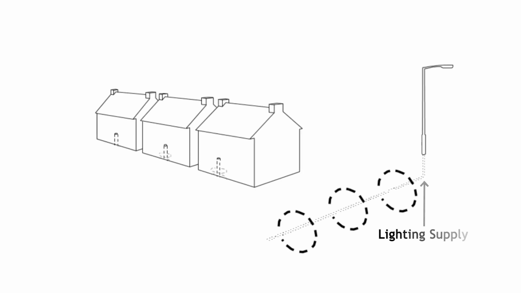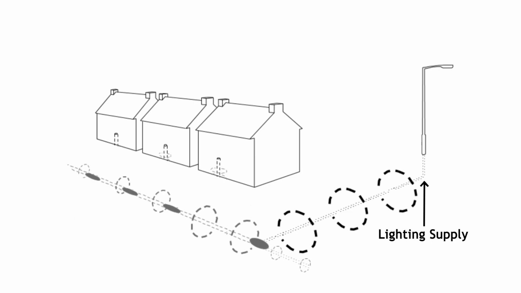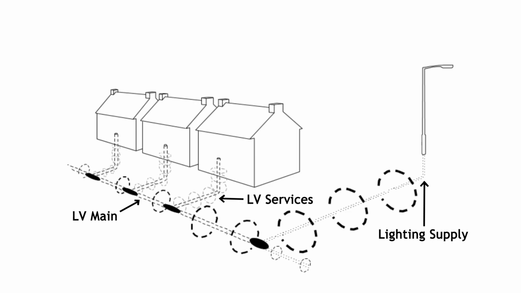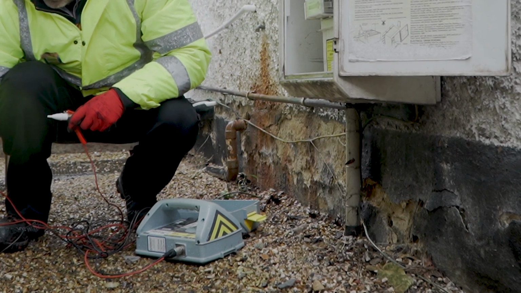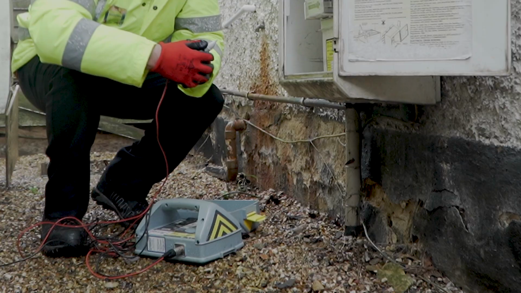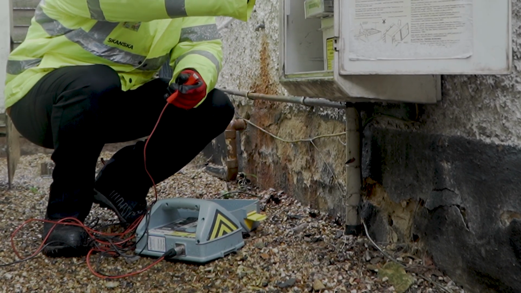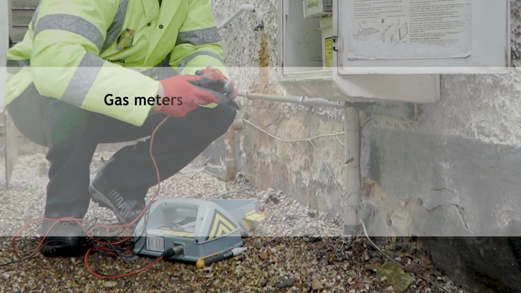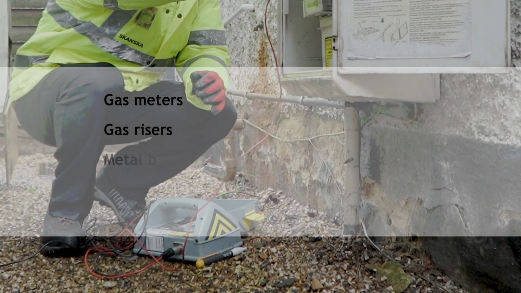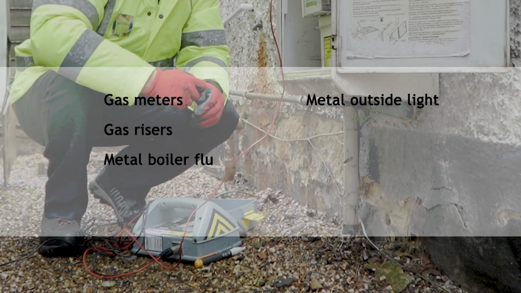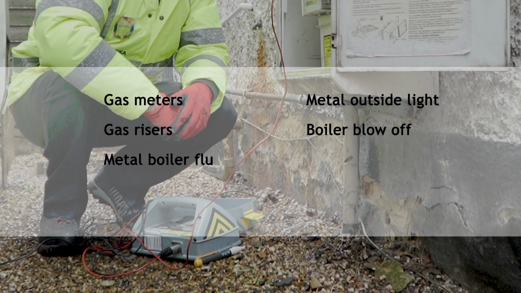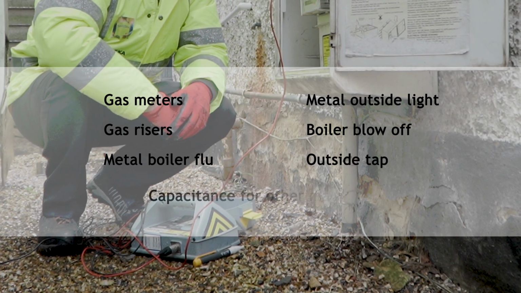Once the street lighting has been detected and marked, we now need to use the Genny to locate the remaining LV network, both the mains and the LV services. To apply a Genny signal to this network, it is best to utilize the cross-bonding system in domestic properties. We can connect to gas meters, gas risers, metal boiler flue, metal outside light, boiler blow-off, or an outside tap.